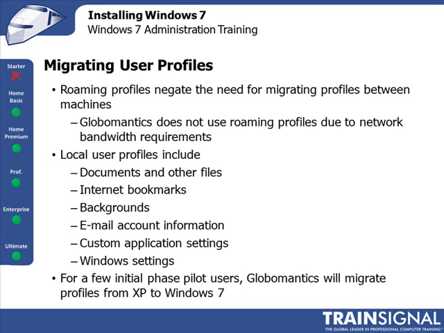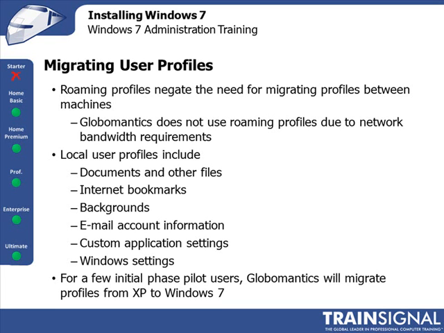Local user profiles are very common, and they're sort of the other side of the coin to roaming user profiles. They are static profiles that sit on a single machine, and they include the documents and other files that make up a user's document store, their internet bookmarks, the backgrounds that they use, their email account information, some custom application settings, and some Windows settings.